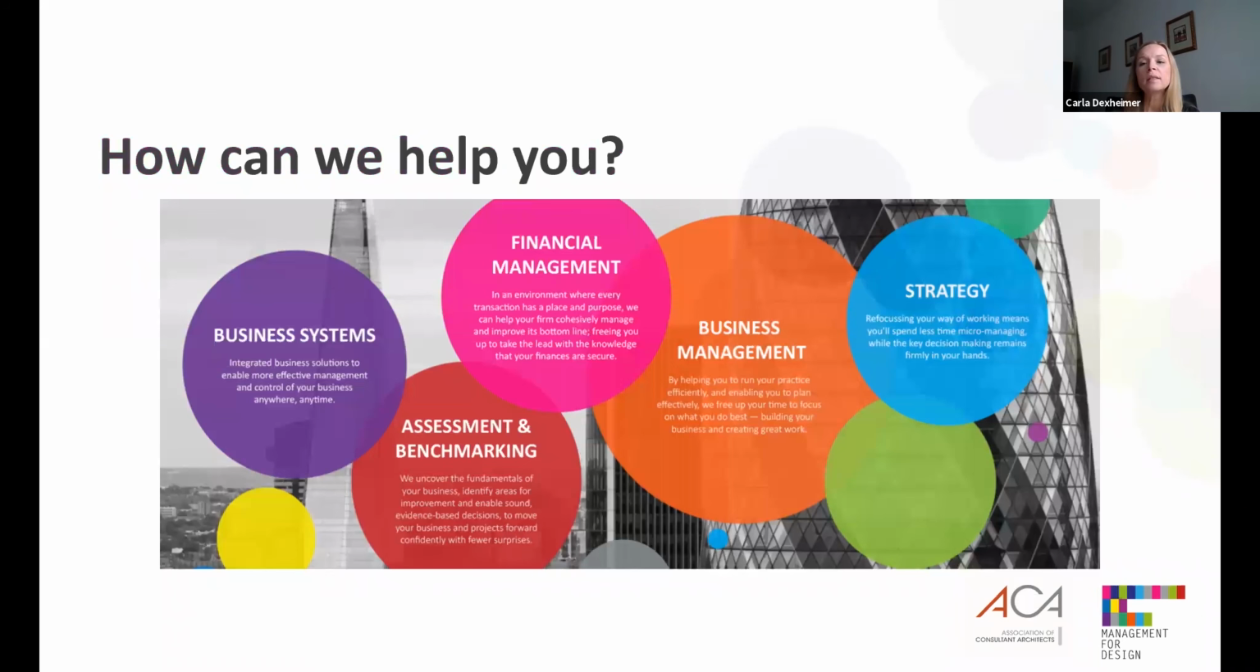So there we have it, the second 5 business foundations. And that's what Management for Design brings to the industry and to you. By working with us, you'll put in place strong business foundations. That's what we do, that's our expertise. Please find on screen the different areas that Management for Design can help support your business. If any of these apply to you, please do reach out.